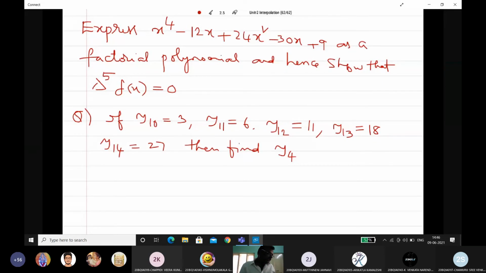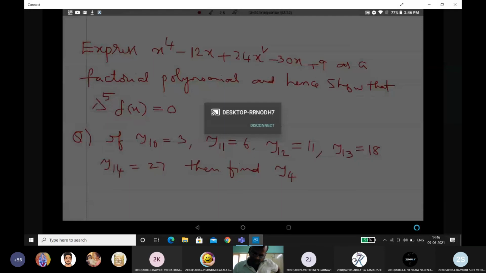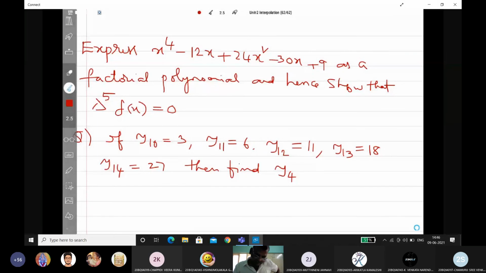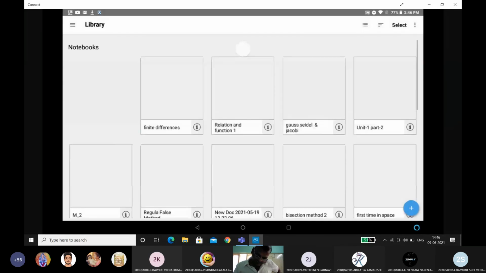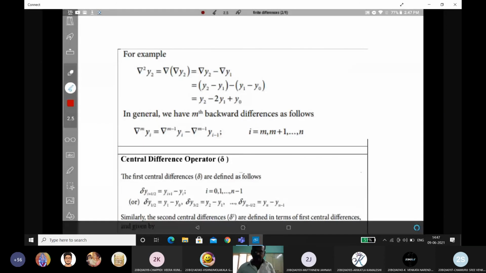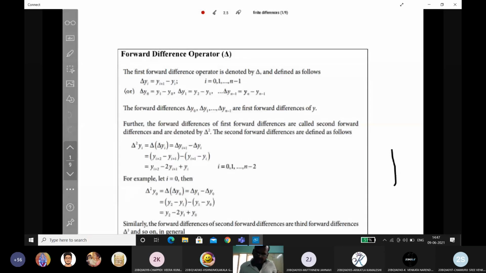And again we have to see some formulas, PDF formulas that we have to see here. Go through that one. Don't leave the class. Yeah, this one. See all of you. Forward difference operator.